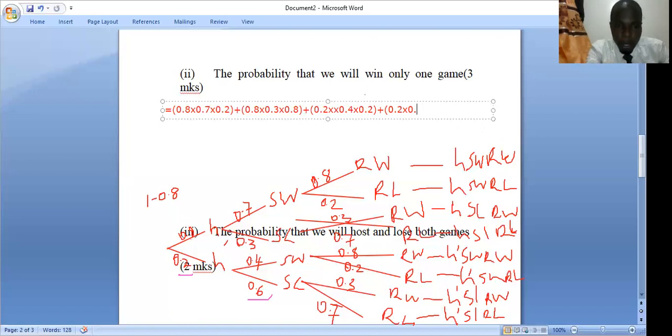So we said that when we don't host, the first case is 0.2 times 0.4 times 0.2. We are winning soccer, but we are losing rugby. We can also win when we don't host, we lose soccer, but we win rugby. That is 0.6 times, when we lose soccer, we make sure we win rugby, 0.3.